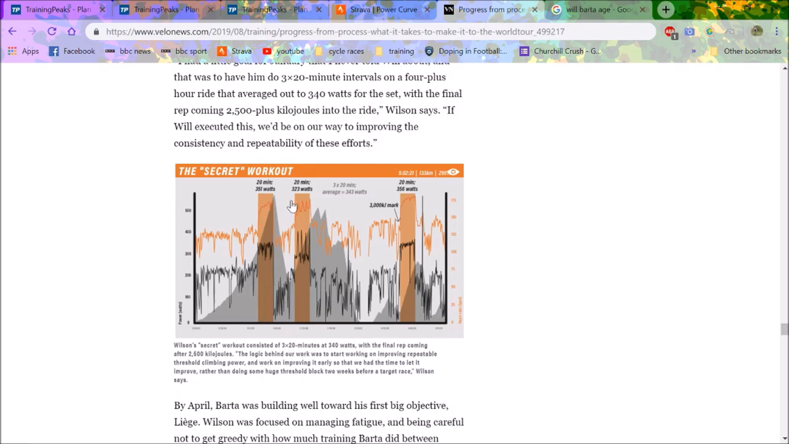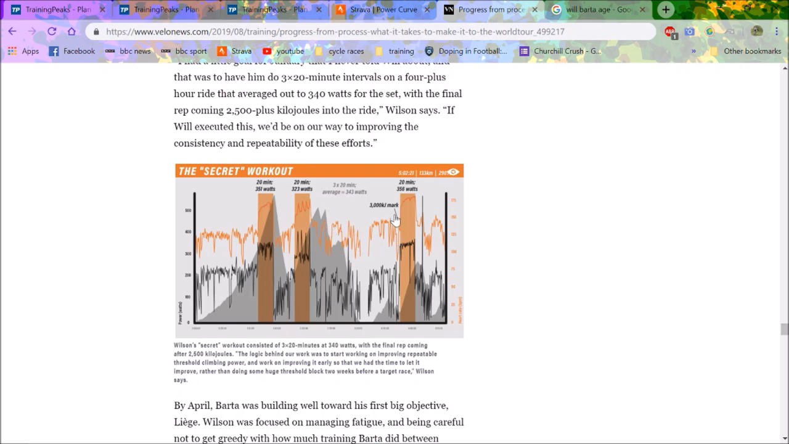Okay, so first one 351 watts. This is sort of like 90% sweet spot sort of stuff. So first 20-minute interval 350 watts, solid. Second 20-minute interval 323 watts, not as solid, but they have to average over 343, which, I got a bit confused. Anyway, then he keeps riding, keeps riding, keeps riding.